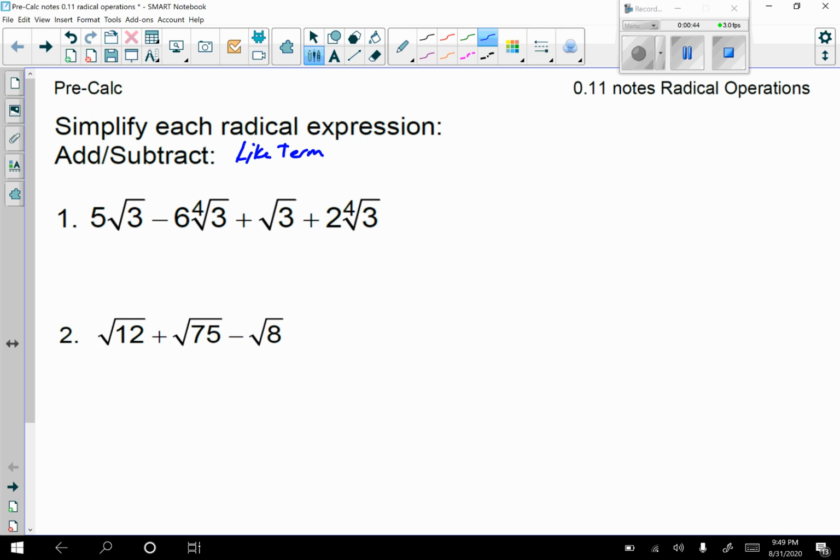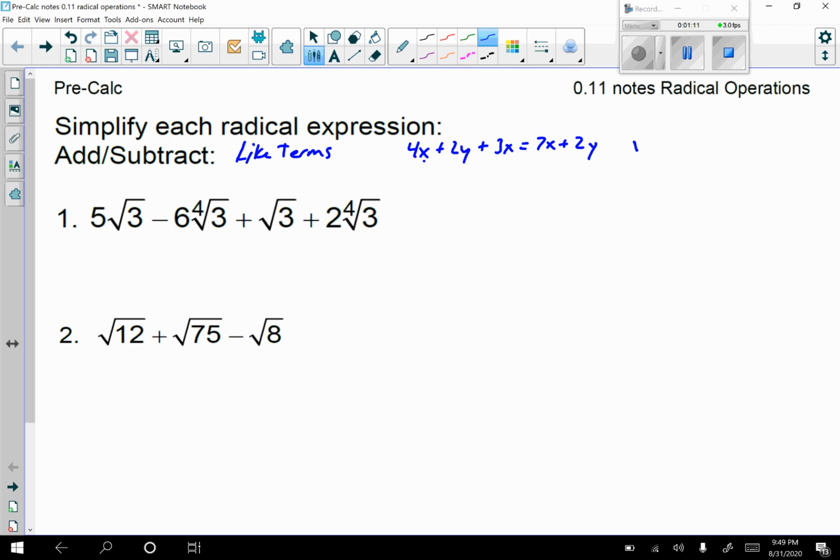So like terms, remember you guys know that if we have 4x plus 2y, we can't add those together. If I put another 3x in here, we end up with 7x plus 2y. Like terms, same variable with the same exponent. When we do radicals, it's the same thing. They must be the same number inside the radical, that's the radicand, and the same type of radical, same index.